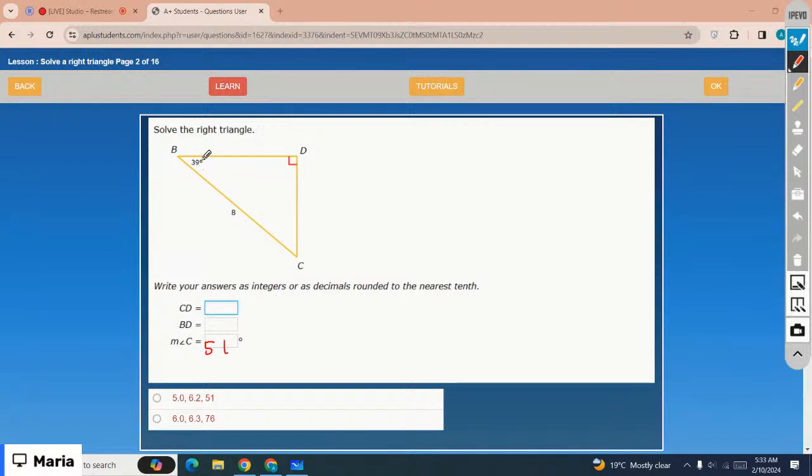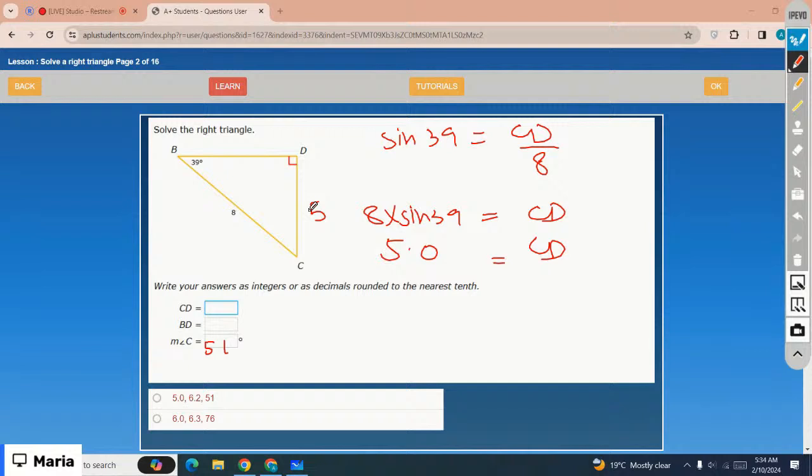Sine 39 equals CD divided by CB. CB is 8. So CD equals 8 times sine 39, right? So CD equals 5.0. This is now 5. You can find the third side by using the Pythagorean theorem.